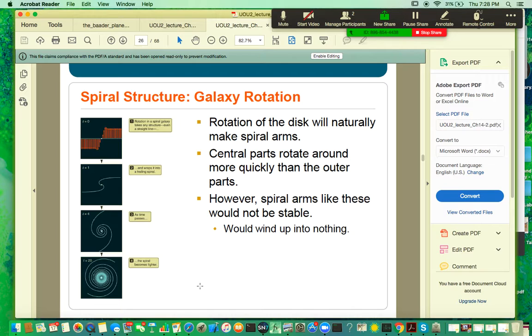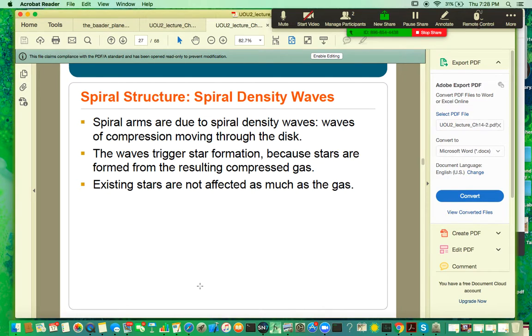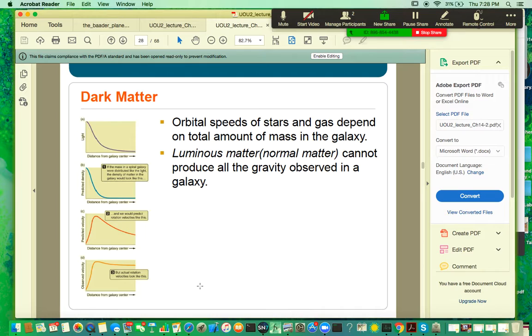So this is an explanation why these spiral arms are not the result of galaxy rotation alone. Spiral arms are the result of density waves, and probably they are triggered by interaction with the nearby galaxies, dwarf galaxies in our local group. Now there is an important point in this chapter, and that is the introduction of a concept we call dark matter. So dark matter is, we don't know what it is.